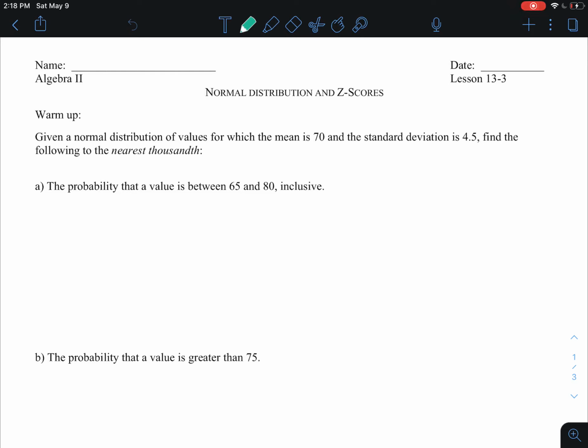Hi everyone. Today we're going to take a look at day 3 of our statistics unit. We're going to do some more practice with calculating probabilities based on the normal curve and looking at z-scores.